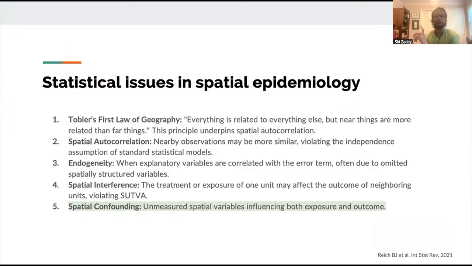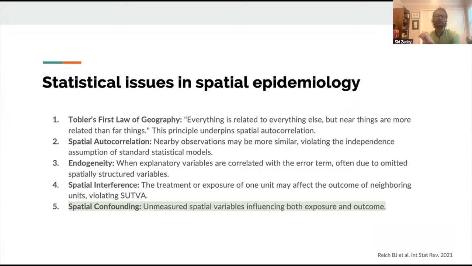We can also have a problem of endogeneity. Endogeneity is when your error is not independent across units. Again, in spatial data, this can be due to spatial autocorrelation, but also maybe due to other unmeasured confounding. We can also have spatial interference, which I referred to when I talked about the consistency assumption. So the idea is that the exposure of one unit may be impacting the outcome of the neighboring unit.